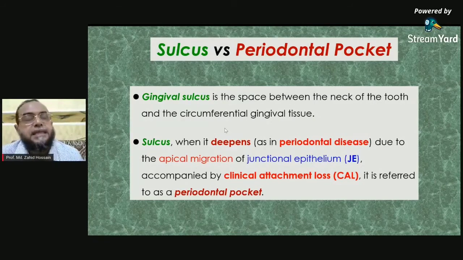So this collar is attached around this, and the gingival lower part is attached at the cemento-enamel junction. We call it the junctional epithelium. So you can see the junctional epithelium, the second part. The sulcus, when it deepens, becomes deeper in periodontal disease due to apical migration of the junctional epithelium.